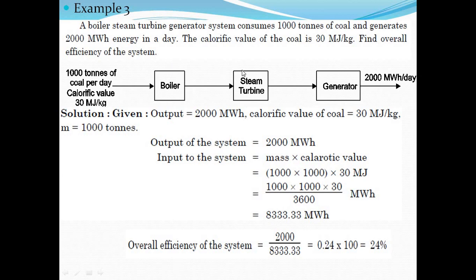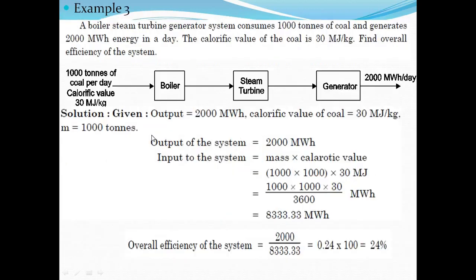Now in this system the steam turbine is coupled with the generator. So here also the thermal energy is the input energy. The generator is generating electricity, so the output is electrical, which is given as 2000 megawatt hour. The calorific value of the coal is given as 30 megajoules per kg. Mass is given as 1000 tons.